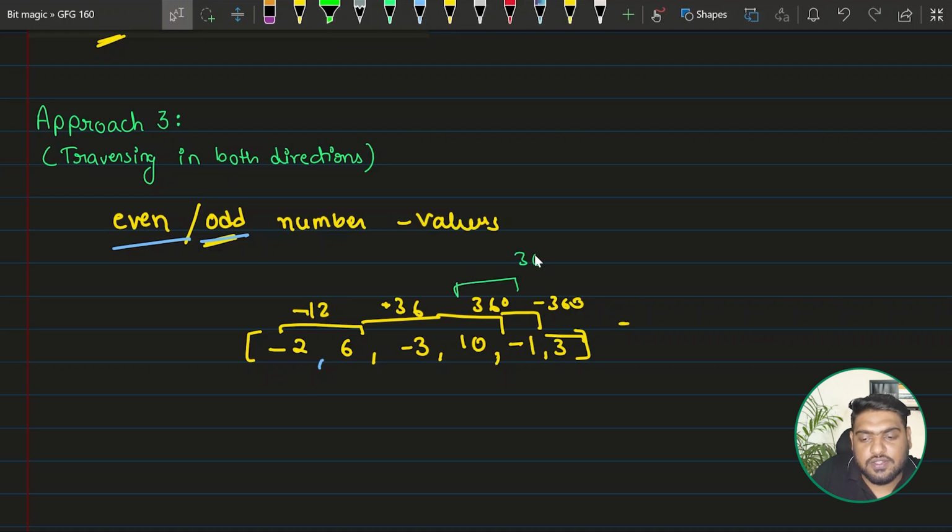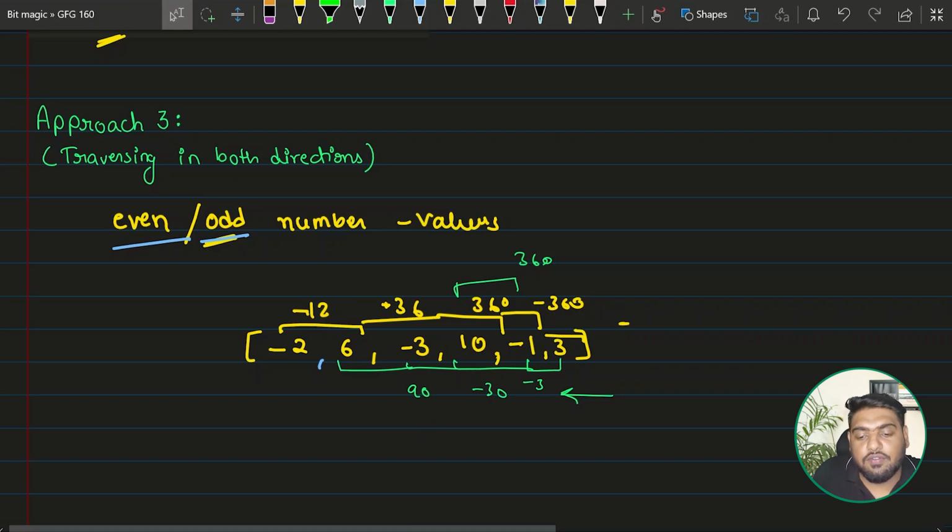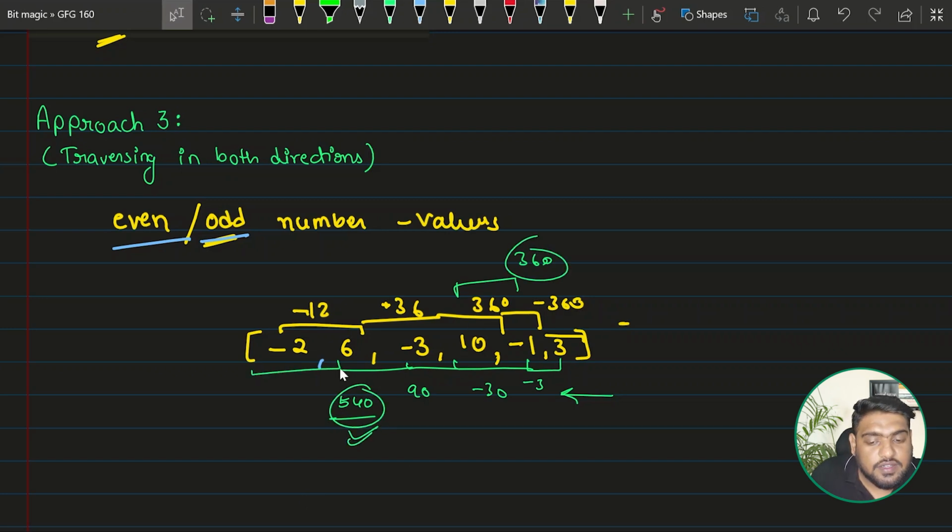We got 360, correct? But this may or may not be the correct answer. Let's try to go in this direction. We have 3, right? Multiplying it, -3. Multiplying this, -30. Multiplying this, it would be your 90. And then including 6, that would give you 540. Now tell me which one is bigger? 540, right? And now if you consider -2 again, then you would have a big negative value, which you do not want.